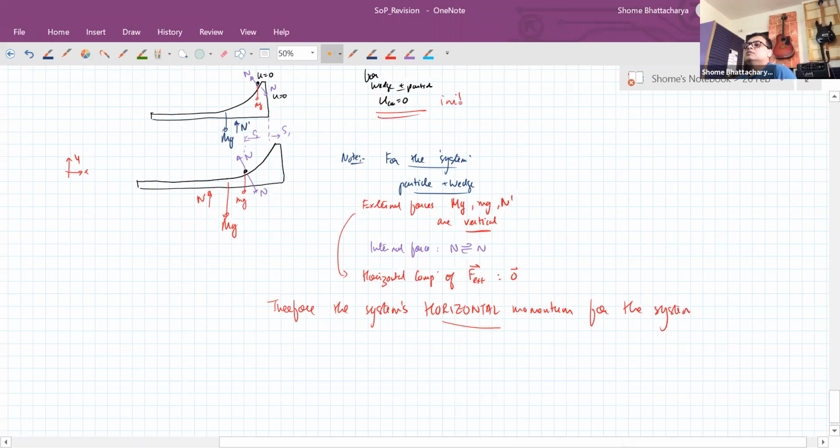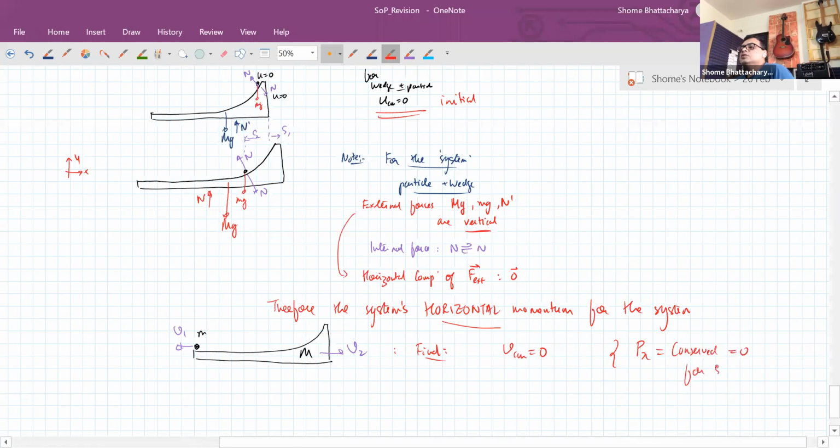So this was our initial state, and finally when the particle is about to slide off the wedge, so at that instant, let's say the situation is like this, the particle has a speed V1 and the wedge has a speed V2. So we take this as our final instant. This was our initial state, now this is our final state. So in this also, what should happen? The velocity of the center of mass should become zero because both are moving horizontally. This is happening because horizontal momentum is conserved and equal to zero for the system.